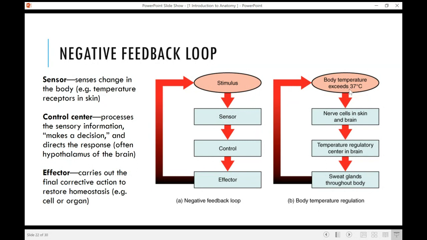Our stimulus is that our body temperature exceeded 37 degrees Celsius. That's going to cause the nerve cells in our skin and our brain to send a signal to the temperature regulatory center within our brain, like at our hypothalamus, and that's going to cause sweat. Once we start sweating and we cool off, we're going to turn off the mechanism. We're going to stop sweating.